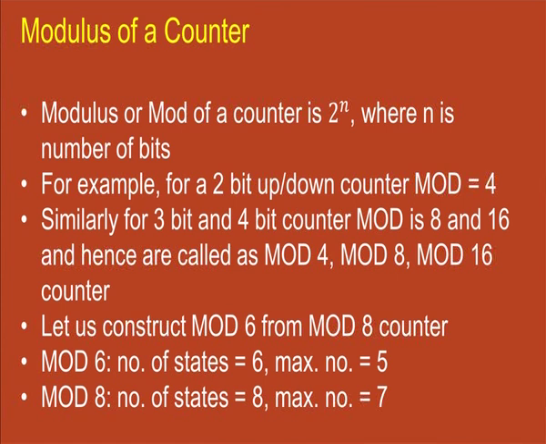Now, let us try to construct a mod 6 counter from a mod 8 counter. So, for a mod 6 counter, the number of states will be equal to 6. So, the corresponding maximum number that it can count is equal to 5. Similarly, the number of states that can be counted by mod 8 counter is equal to 8, and the corresponding maximum number for the mod 8 counter would be equal to 7.